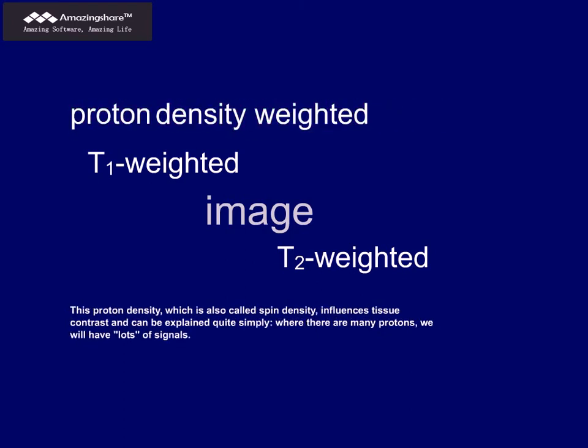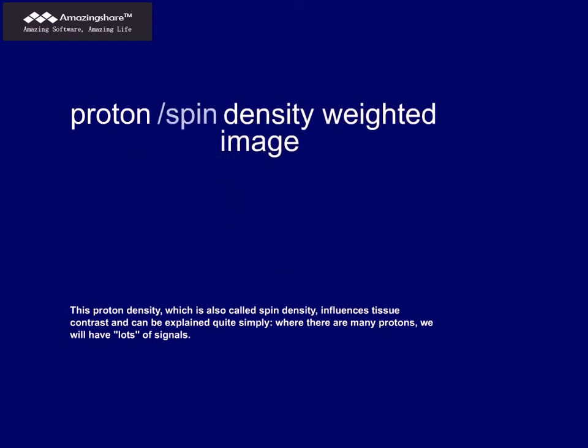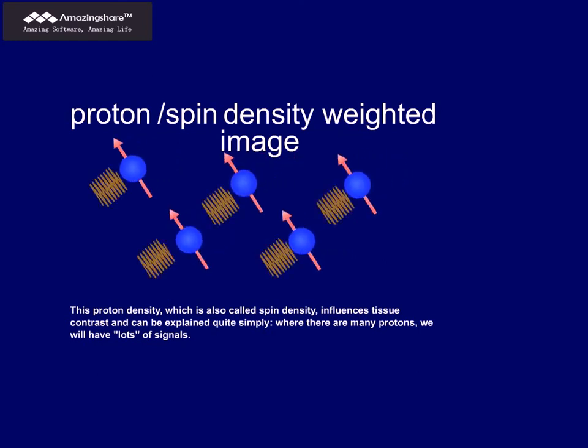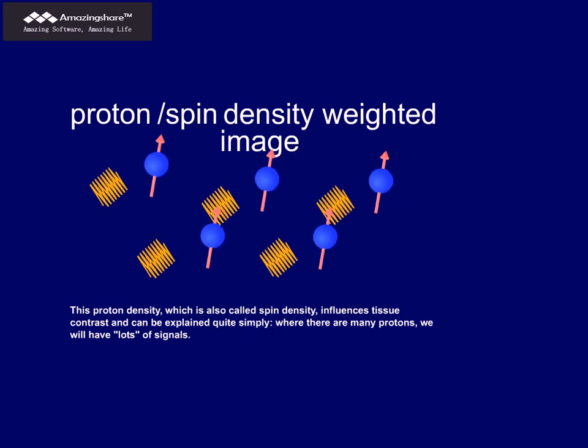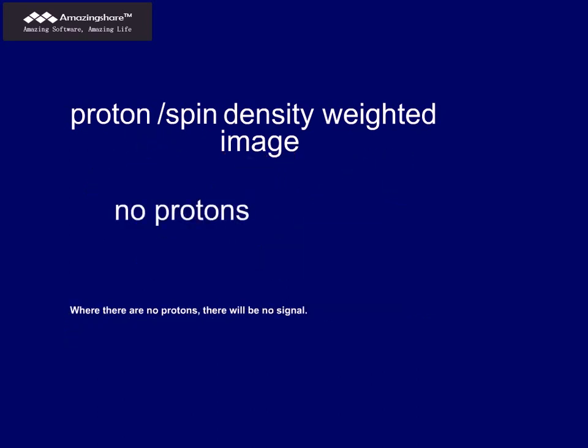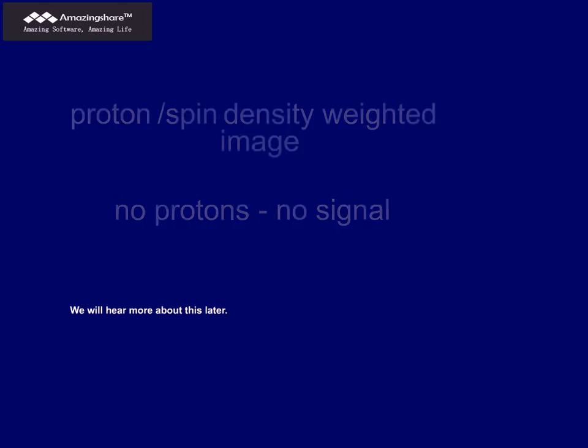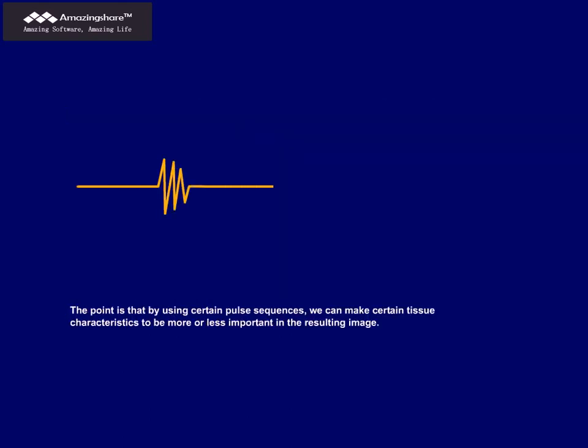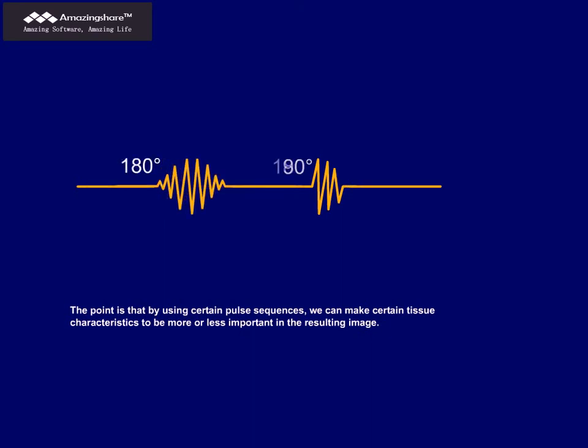This proton density, which is also called spin density, influences tissue contrast and can be explained quite simply. Where there are many protons, we'll have lots of signals. Where there are no protons, there'll be no signal. We'll hear more about this later. The point is that by using certain pulse sequences, we can make certain tissue characteristics to be more or less important in the resulting image.